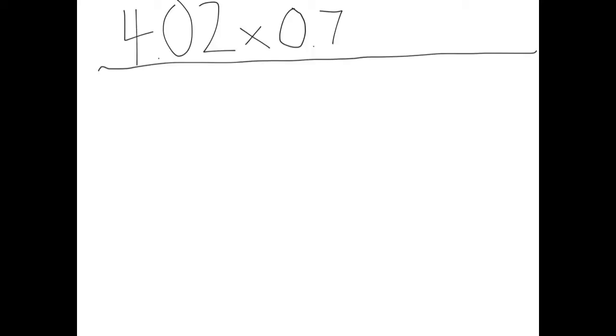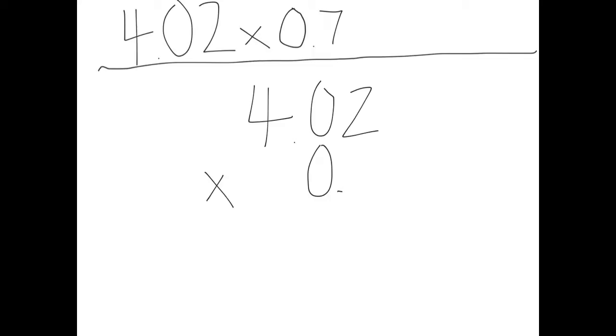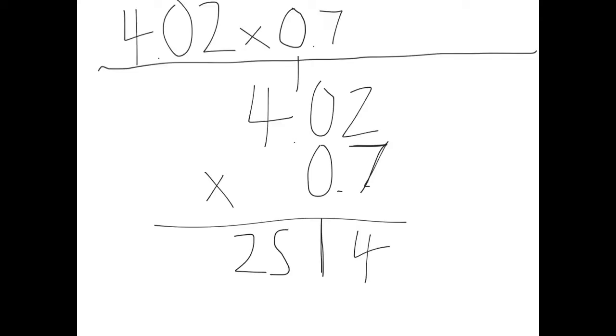So what we want to do first here is we just want to write our answer down. 4.02 times, you don't have to line up your decimals, so you can just put that in there, just like that, and you just draw a line. So then you just multiply, so you got 14, and then 1, and then you got 7 times 4, which would be 28. So then we're just going to put that in like that.